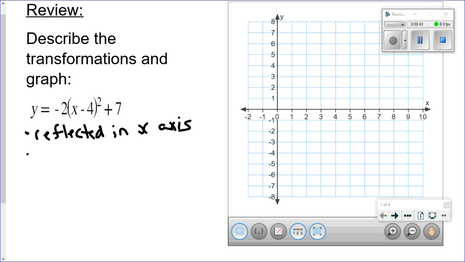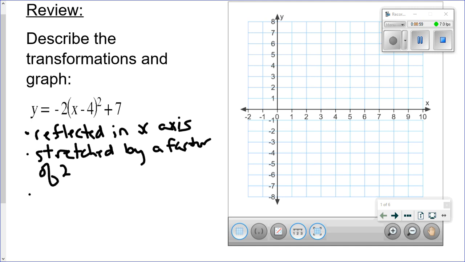So the negative sign means it's reflected in the x-axis. The 2 means it's stretched by a factor of 2. Translated 4 units. Now, the negative sign would suggest it's to the left. We've got to remember to change that sign. So it's actually right.